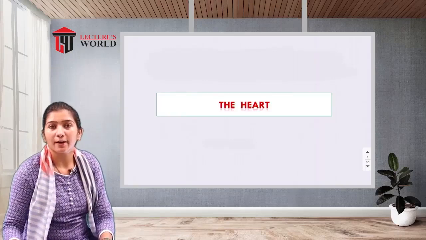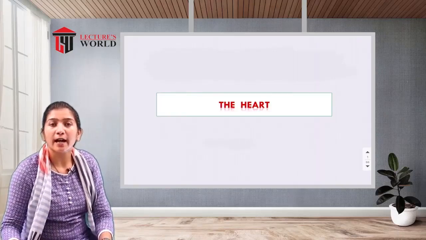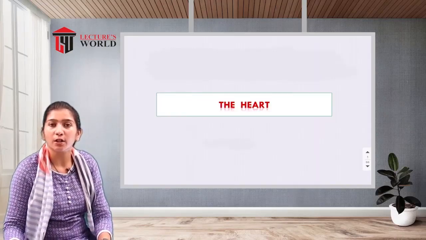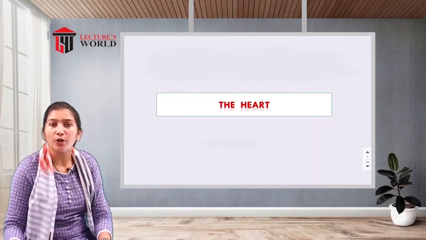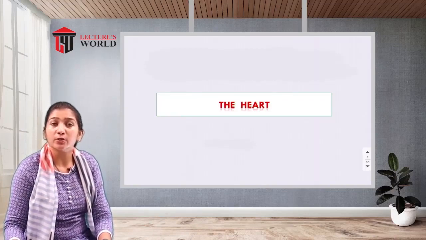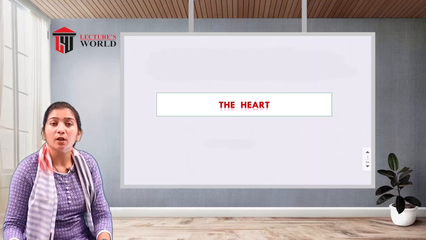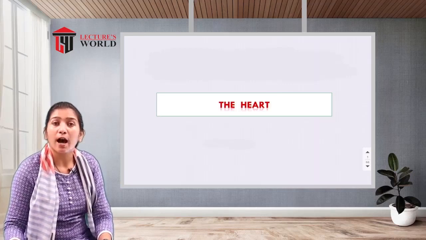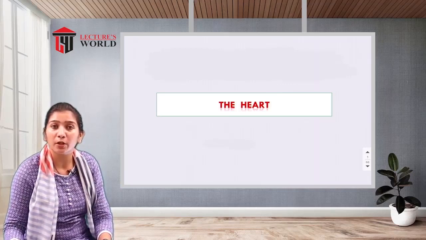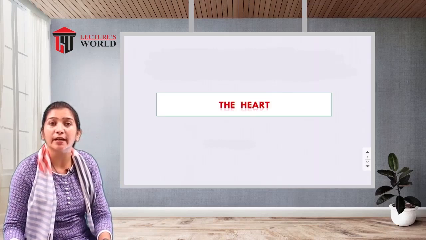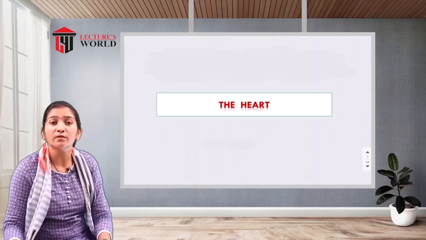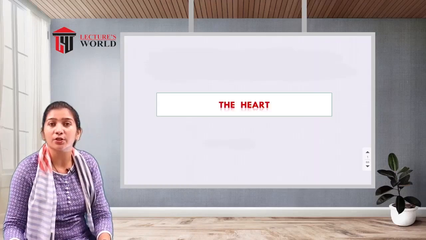Today's topic is the heart. As we all know, the heart is a very essential organ for our body. Without the heart we cannot survive. In today's lecture we will see the structure of the heart, how the heart works in our body, and how blood circulation takes place in the heart. First we will start with the basic structure of the heart.